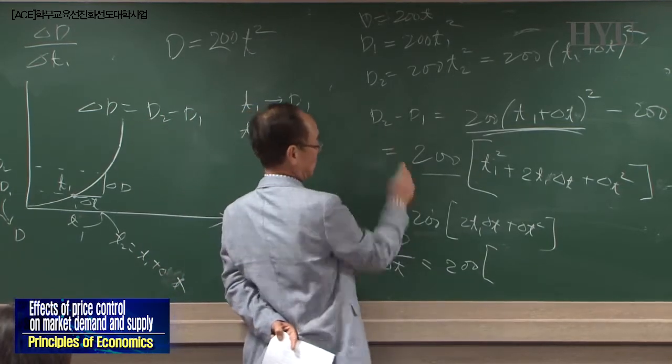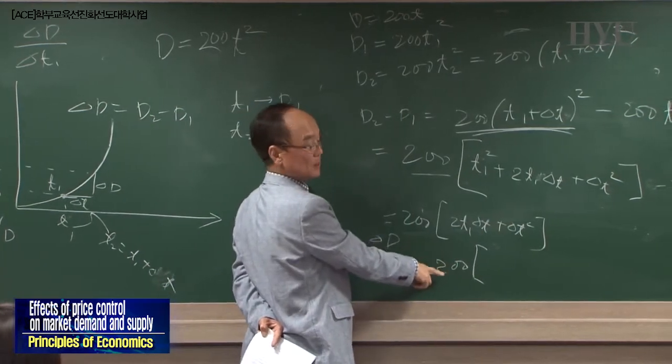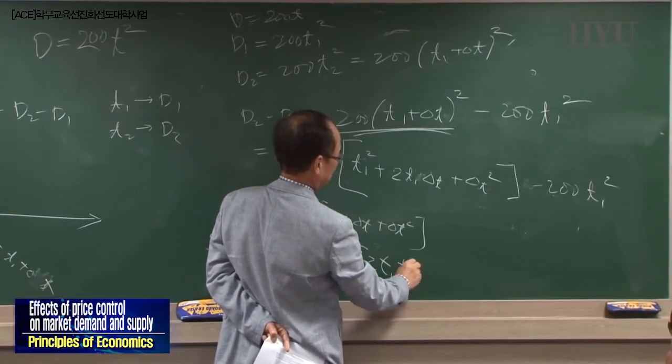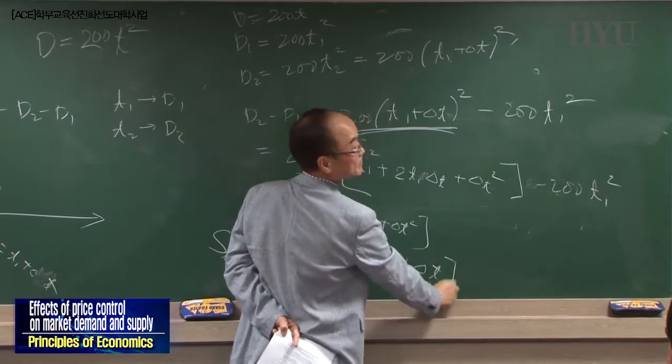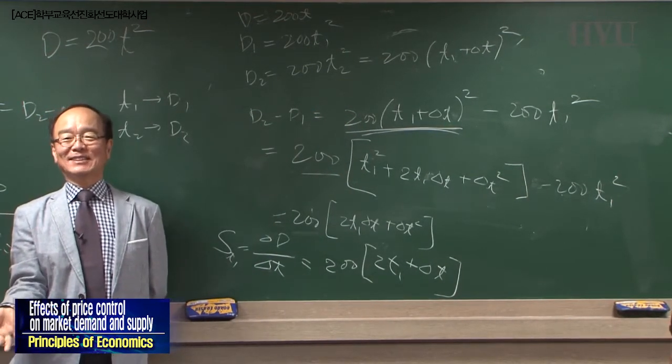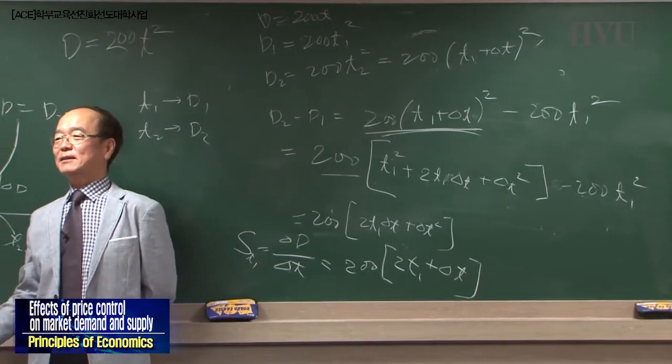So I divide this by delta T. What do we have? 2T1 plus delta T, right? Is everyone comfortable with this? We are almost there now. You are ready to make the call right now.